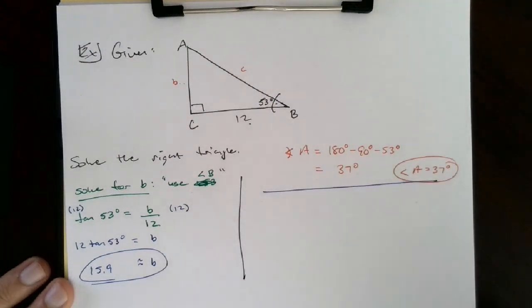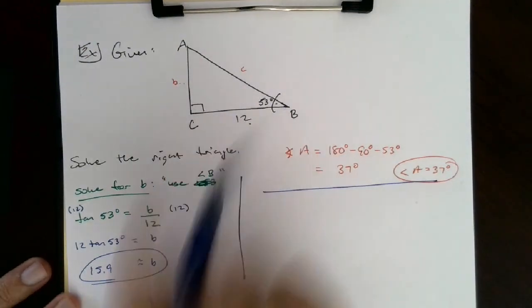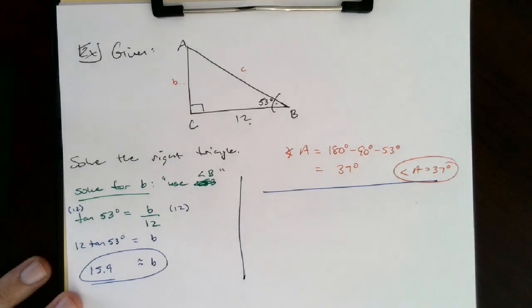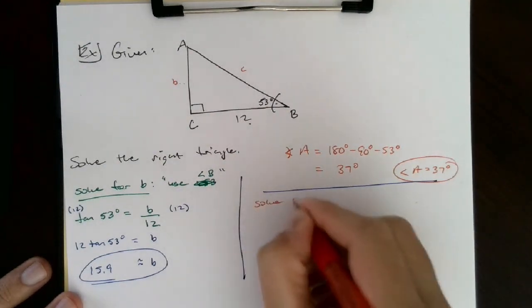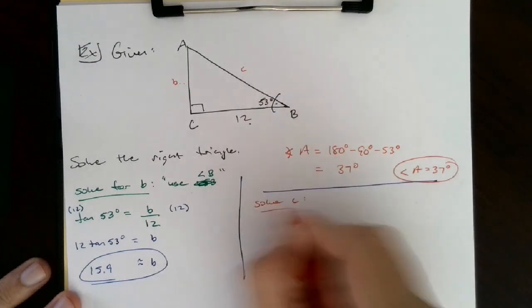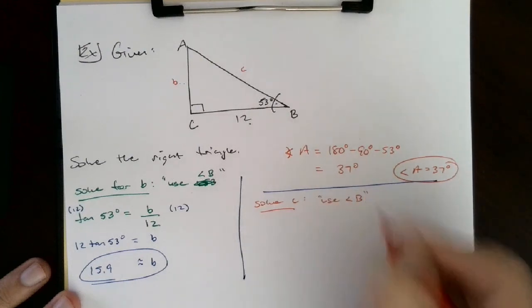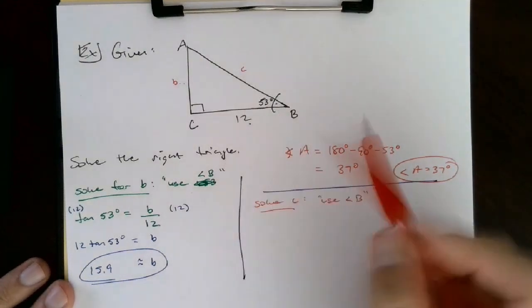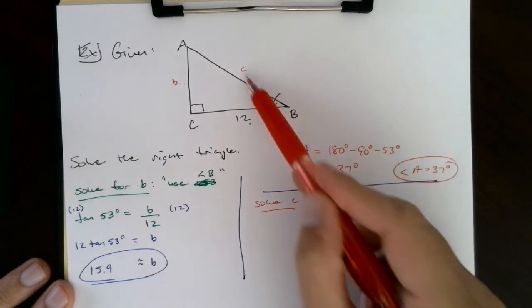To find side C, we can pretend like we didn't do this part, or you could use the Pythagorean Theorem and use this result. I'll do it without looking at it though, just so we can talk about it based on the numbers we have. To solve for side C, again, I'm going to use angle B. So angle B is 53 degrees. So from this angle, side C, how does it relate to it? Well, side C is the hypotenuse.